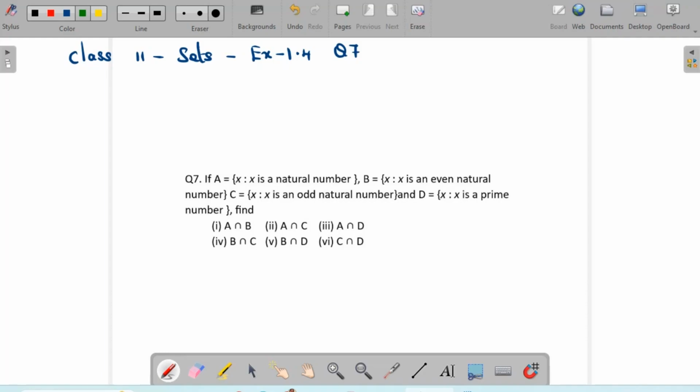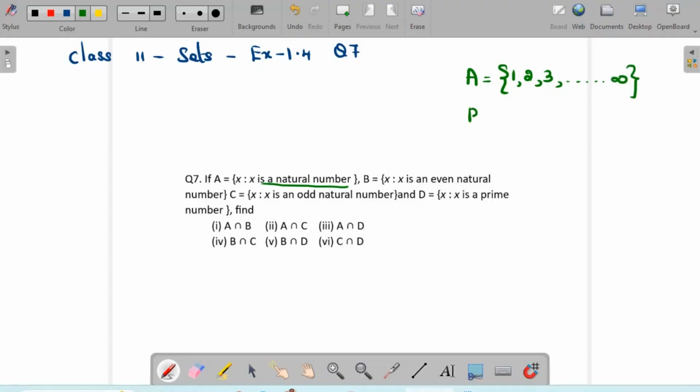Before we enter into the subdivisions, first let's understand the elements of A, B, C and D. So let's start with set A. It says x is a natural number. Natural numbers start from 1, so 1, 2, 3, etc. up till infinity are all elements of set A.